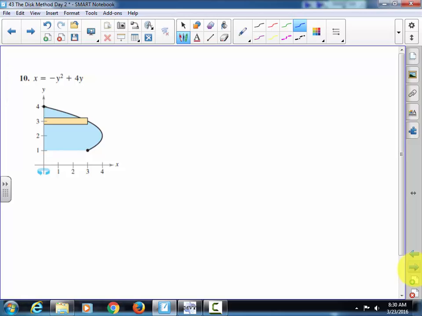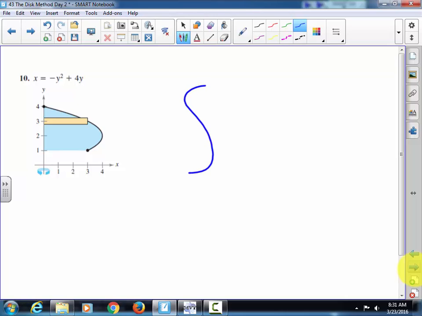Set up but do not evaluate. Set up but do not evaluate. This is a good time to talk about instructions on the little test in May. There will be some problems, and if the problem says set up but do not evaluate, follow the instructions. Write down the integral. Don't try to solve it, because if you solve it wrong, we're going to count off. If you just set it up like you're supposed to, that's all you have to do.